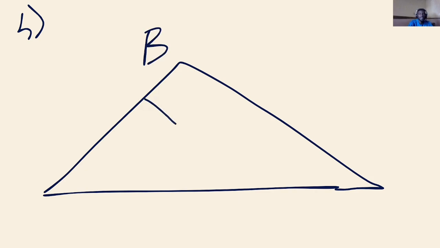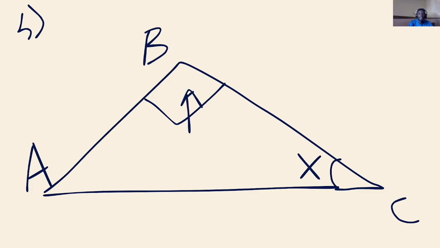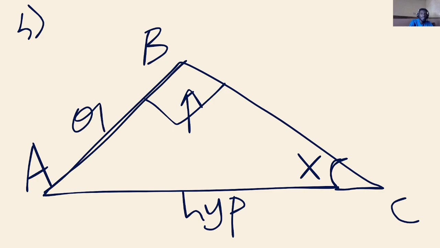So this is our right angle, A, B, C. Then this is now our angle of interest, X. This is the right angle. Since this is opposite to it, this is our hypotenuse. This is the angle of interest, and this is opposite to it, so this becomes our opposite. Then this is the angle of interest, this side is next to it, so this is adjacent.